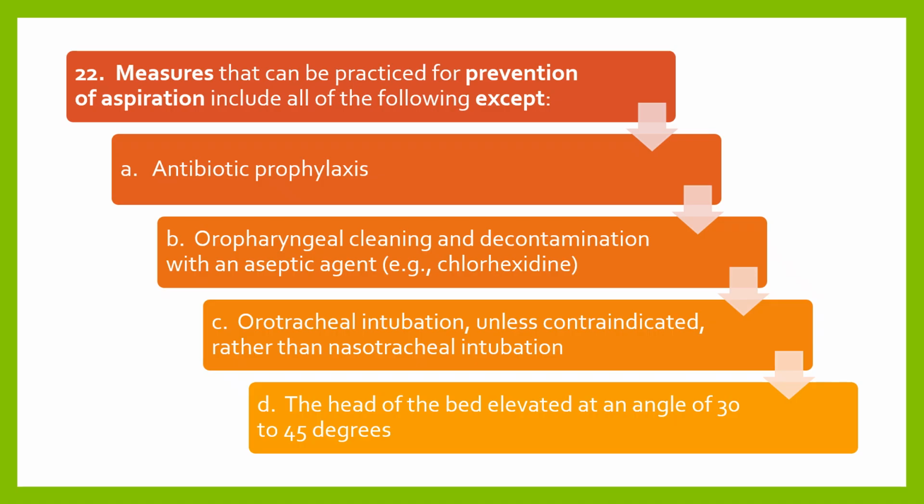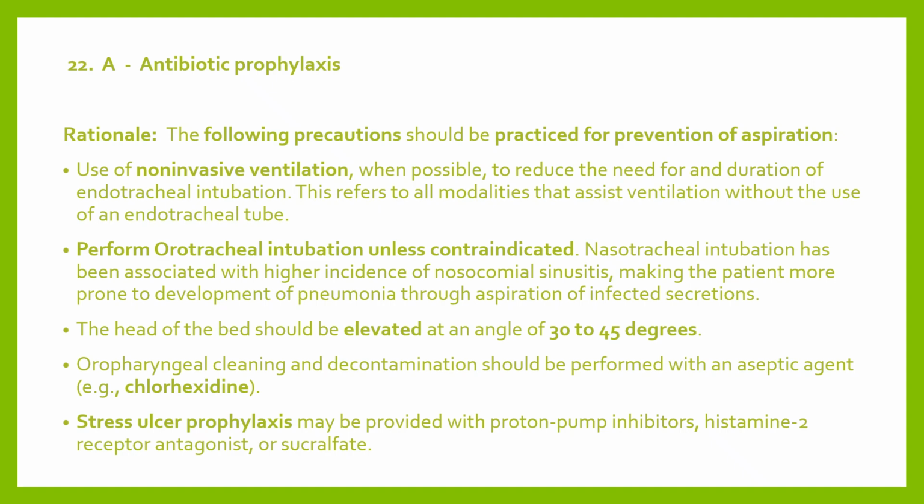Question 22. Measures that can be practiced for prevention of aspiration include all the following except A. Antibiotic prophylaxis, B. Oropharyngeal cleaning and decontamination with an aseptic agent like chlorhexidine, C. Orotracheal intubation unless contraindicated rather than nasotracheal intubation, D. The head of bed elevated at an angle of 30 to 45 degrees. The answer is A, antibiotic prophylaxis.